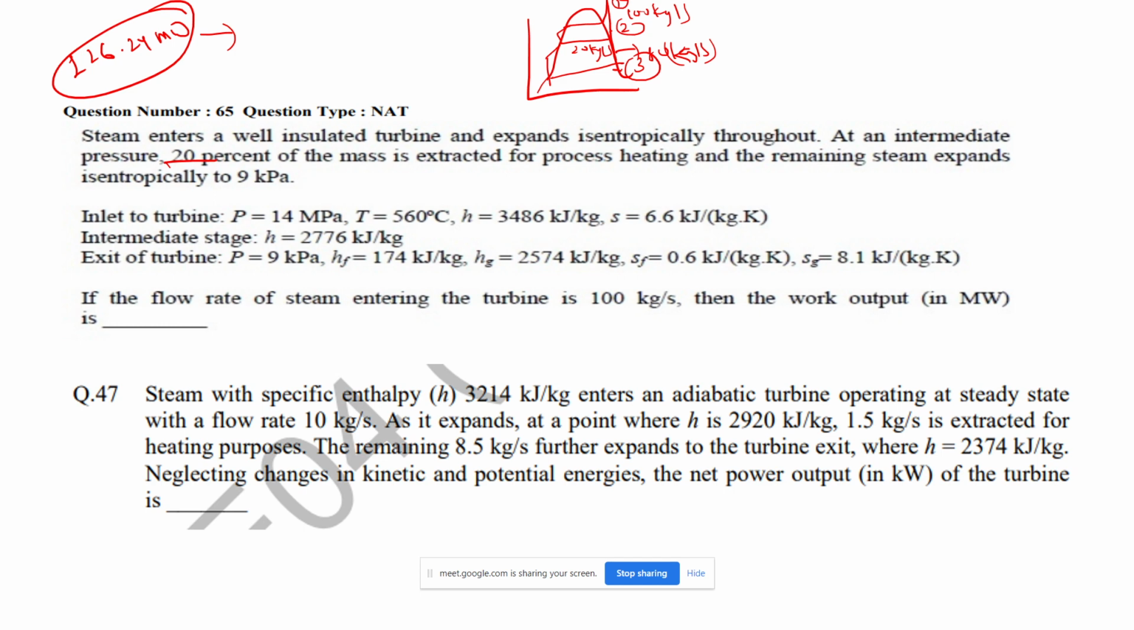Based on your answers only, I give the answer. When 2 or 3 people get the same answer, then... The second one is 7.581? How many of you have got 7.81 kilowatt? Okay, we'll see. So should I do the first question?